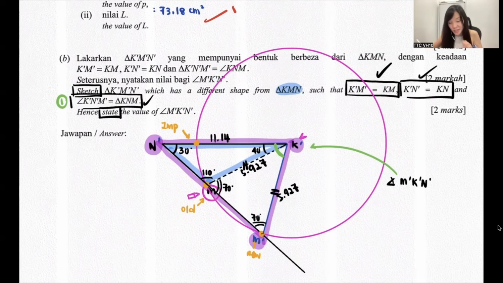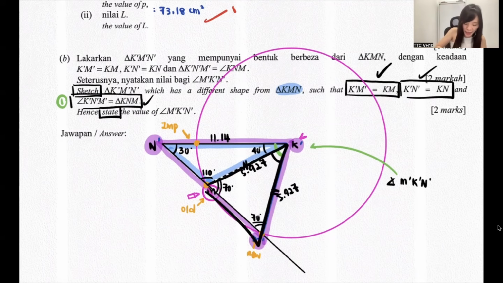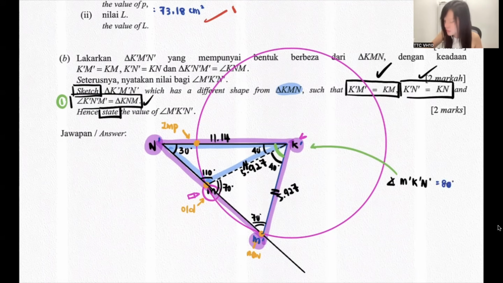When this one is 70, this one is 70, this top one we can also find because they are a triangle. Then 180 minus 70 minus 70, the top is also 40. So 40, 40, the answer will be 80 degrees. Don't tell me teacher, working, no need working. You just write 80, they give you the marks, my dear.